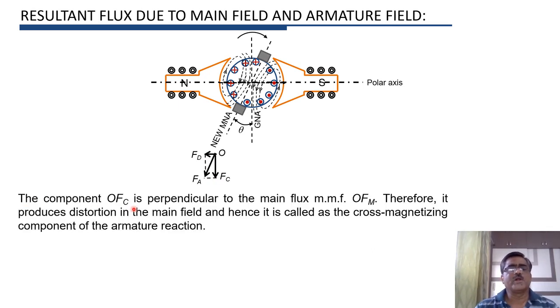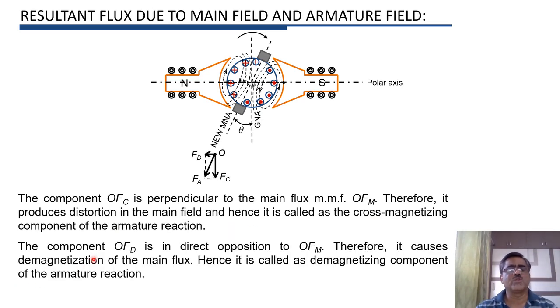So the component OFC is perpendicular to the main flux, that is OFM, and therefore this component OFC produces distortion of the main field, and now the main flux gets distorted, and therefore this component OFC is called the cross magnetizing component of the armature reaction. So this OFC produces distortion of the main flux, and it is called the cross magnetizing component of armature reaction.